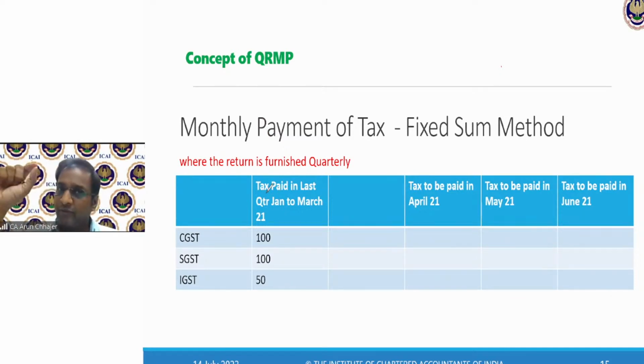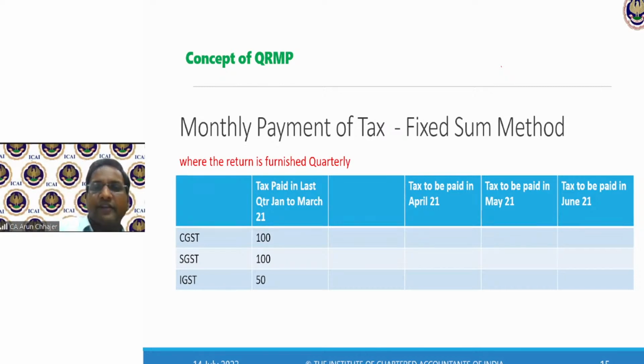for the month of May by 25th, for the month of April by 25th May. Assume the frequency of the last quarter is QRMP. So all answers are correct. What you did is simply saying that 35 CGST, 35 SGST and 17.5 IGST.